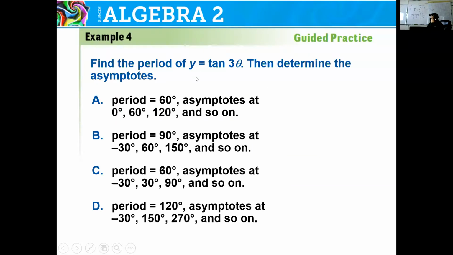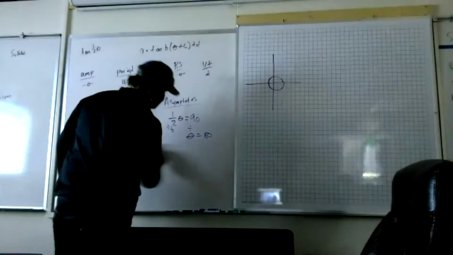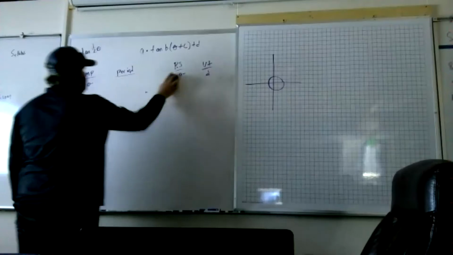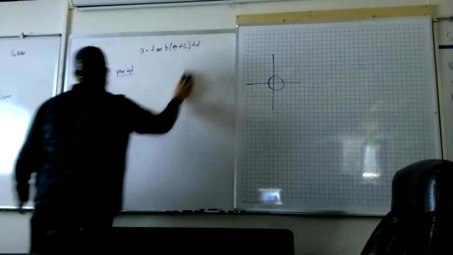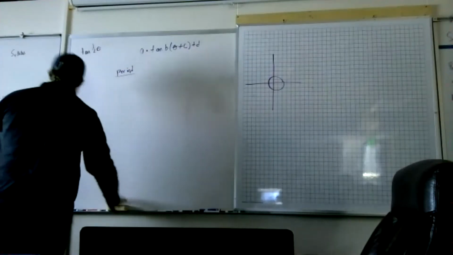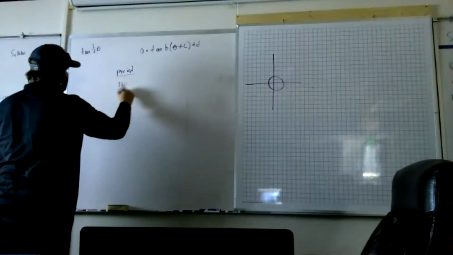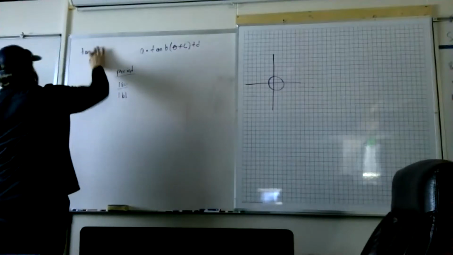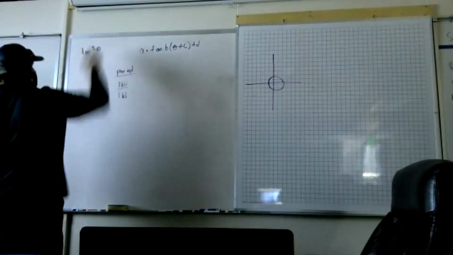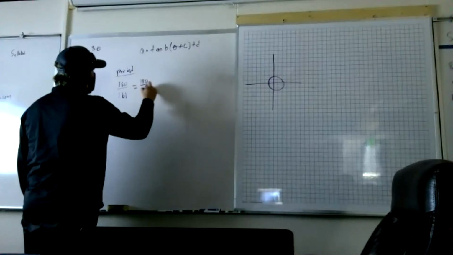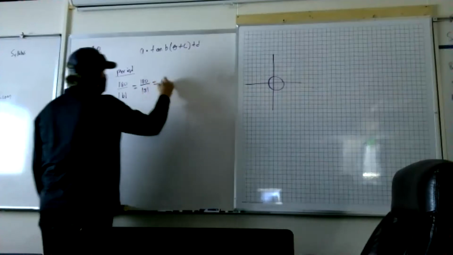Okay, so find the period of y equals tangent of 3 theta, then determine the asymptotes. I'll go through this one a little bit better because I messed it up on the last one. No phase shift, no vertical translation again. No amplitude, we'll just do period and asymptotes. So period is found by taking 180 divided by the absolute value of b for theta. We are working with 3 theta, so my value of b is 3. 180 divided by the absolute value of 3 is equal to 60 degrees.